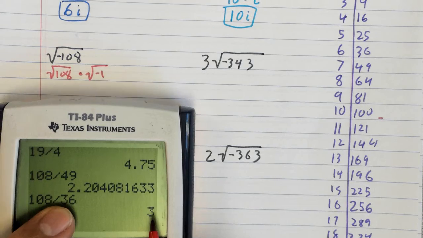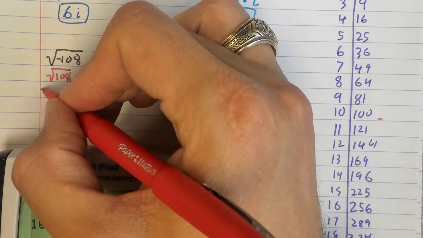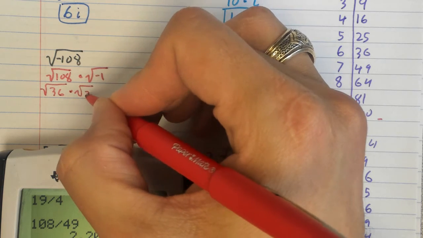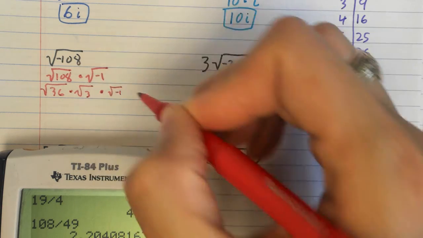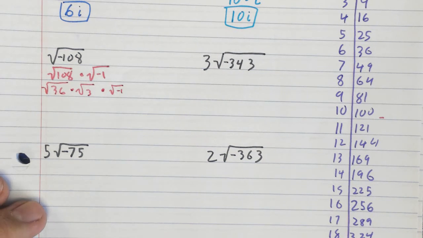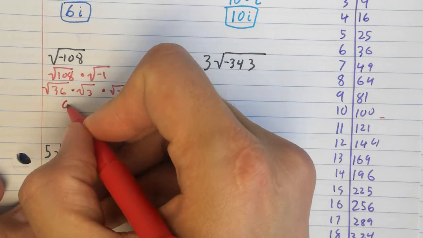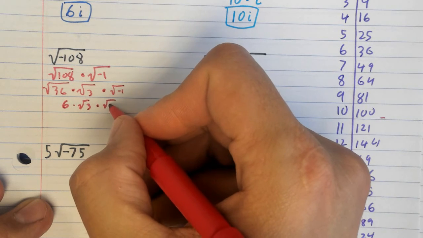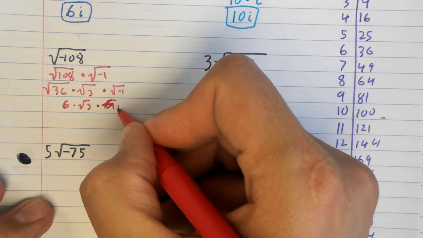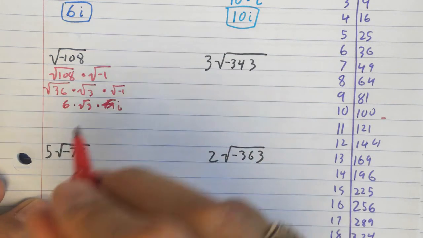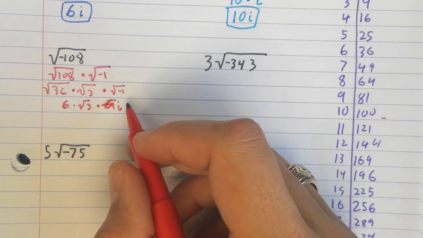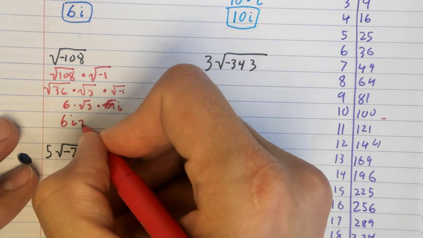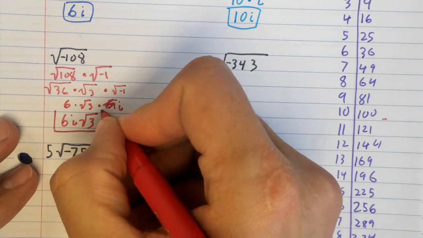36 is my perfect square. So we have the square root of 36 times the square root of 3 times the square root of negative 1. Square root of 36 is 6 times the square root of 3 times the square root of negative 1, which is i. And we are going to write that as 6i, the square root of 3.